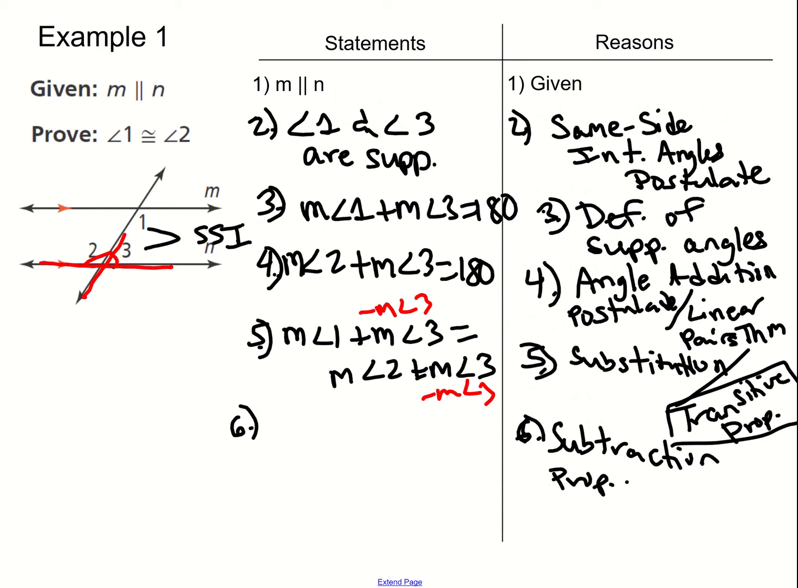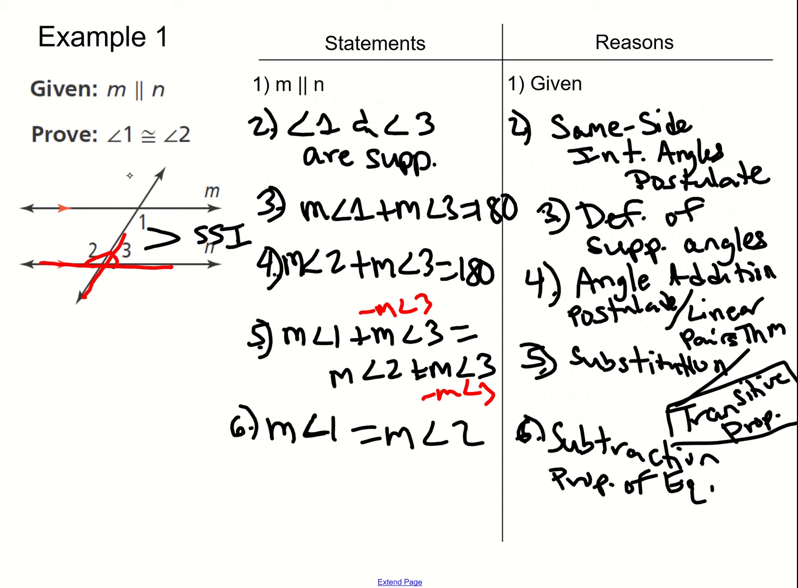And so we're using the subtraction property, which we call the subtraction property of equality. That property states that if you subtract the same number on both sides of the equal sign, if you subtract it on one side, you've got to do it on the other side. And so we're left with the measure of angle 1 has to equal the measure of angle 2 because the 3 cancels out. And so now we have angle 1 equals angle 2.